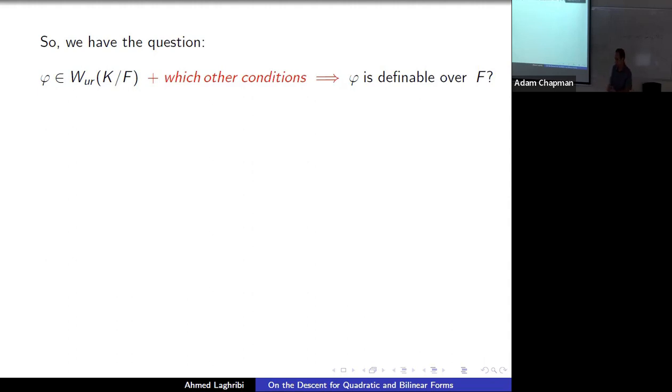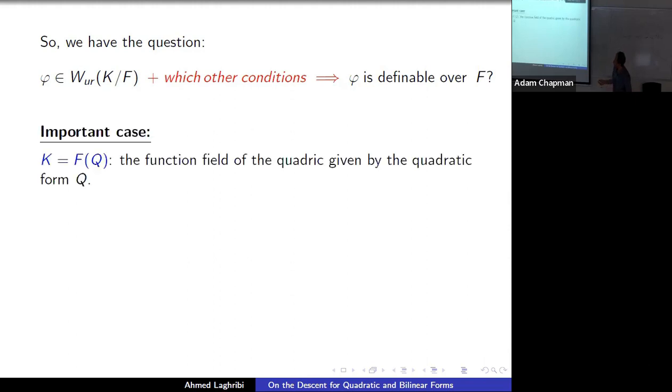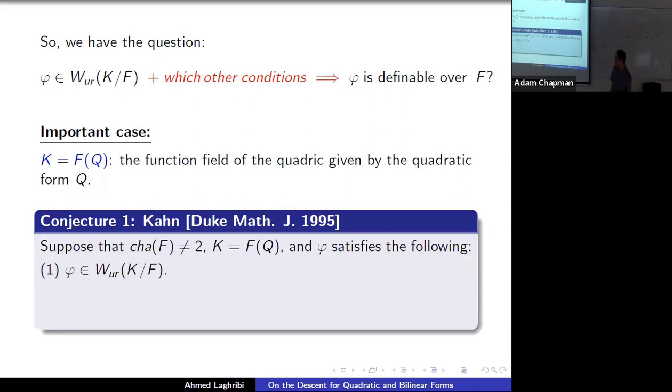I will be interested in an important case that I would like to talk about. The important case is when K is the function field of a quadric defined by a quadratic form Q. Here you take the function field of the quadric, projective or affine. It doesn't matter, it doesn't change. So from now until the end of this talk, my K will be the function field of a quadric. Good. And for this situation, the problem is well formulated. This is due to Bruno Kahn. So Bruno Kahn formulated this conjecture.